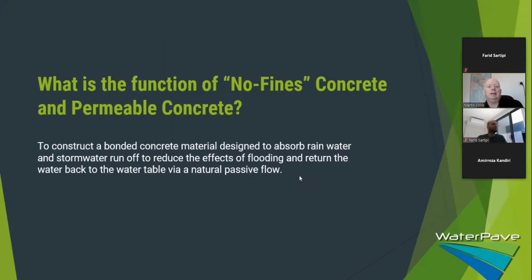So the function of no fines concrete and permeable concrete is to construct a bonded concrete material designed to absorb rainwater and stormwater runoff to reduce the effects of flooding and return the water back to the water table via natural passing flow. That's really what no fines concrete or permeable concrete does. That's the purpose of it.